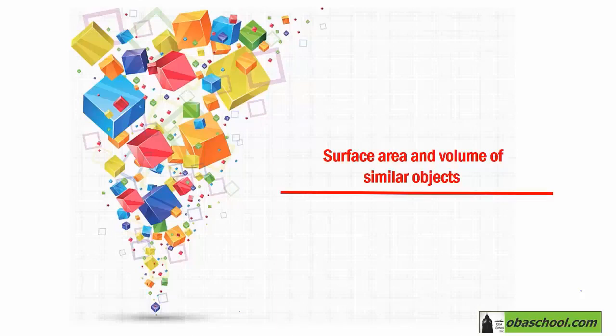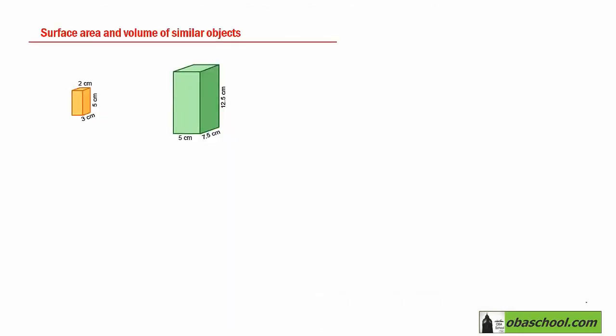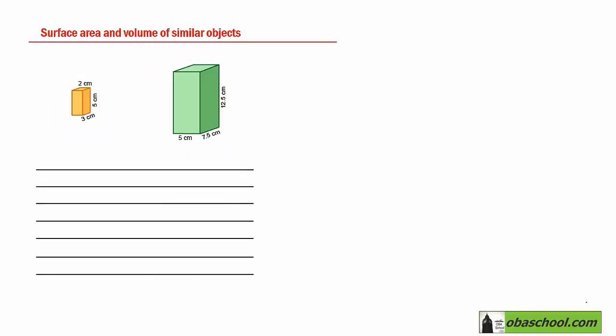Now in this tutorial, we're going to be talking about the surface area and volume of similar objects. So let's go ahead and get started with this example. Here we have these two rectangular prisms, and they are 3D shapes. Let's start with the ratio of side length.